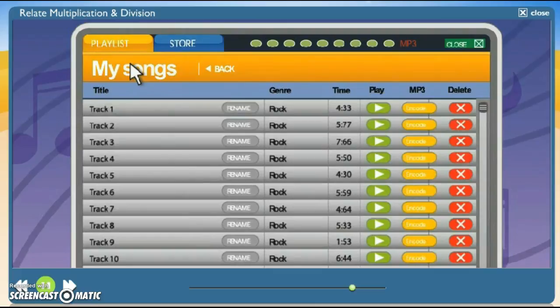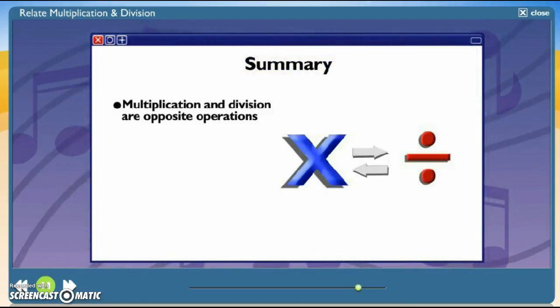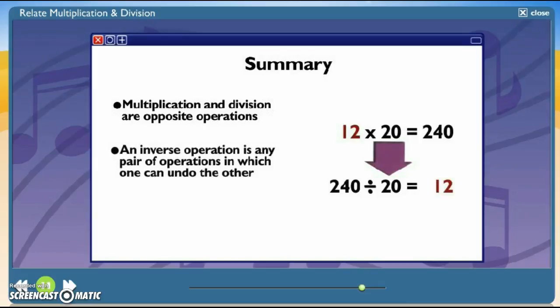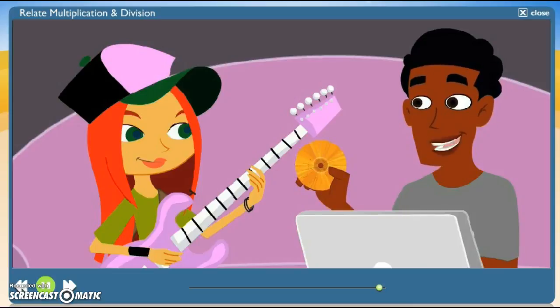Sure. But before I pick out my playlist, let's see if I can give you the play-by-play on the relationship between multiplication and division. Multiplication and division are opposite operations. That means they're inverse. An inverse operation is a pair of operations in which one can undo the other. The numbers found in division or multiplication are called fact families, sets of related equations that use the same numbers. You can check your multiplication and division work by using fact families to do inverse operations. Nice, RJ. Now what do you say to multiplying that mix CD by 2?